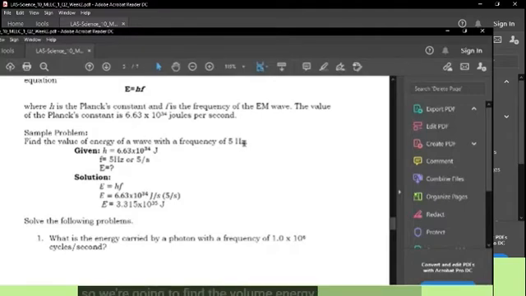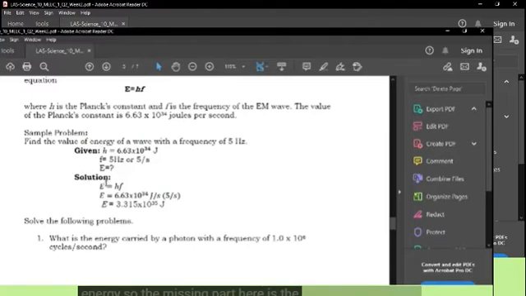Now going back to the sample problem, we're going to find the value of energy of a wave with a frequency of 5 Hz. Given that Planck's constant is 6.623 times 10 to the 34 joules, and frequency is 5 Hz or 5 per second, what we're looking for is the energy, because based on the problem, we're going to find the value of energy. So the missing part here is the energy.